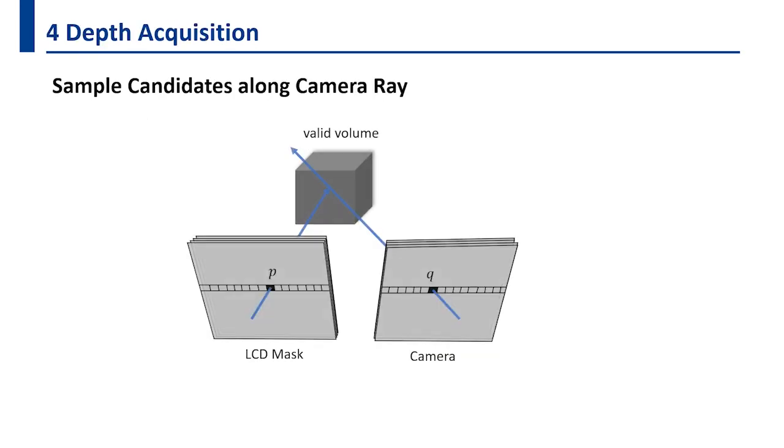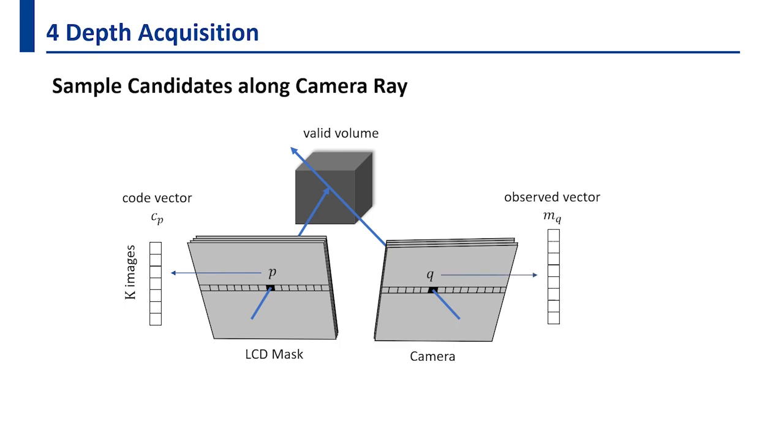For most structured light methods, each mask pixel corresponds to a code vector, and each image pixel corresponds to an observed vector. The mask pixel with the code vector closest to the observed vector is the corresponding pixel. The disadvantage is that the accuracy is limited by the mask resolution, making it difficult to determine the position more accurately even if a perfect match is found.